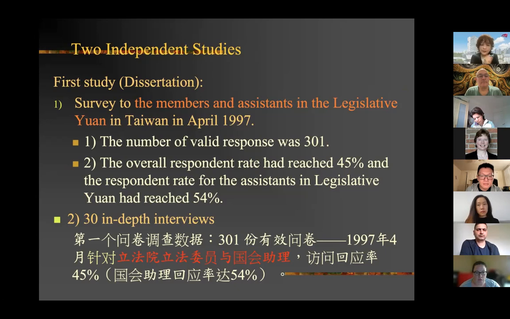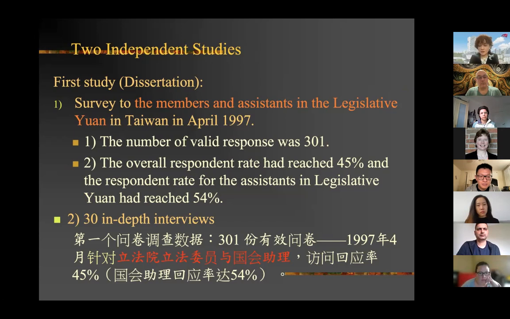So I conducted a survey of the members and assistants in the Legislative Yuan in Taiwan. And the second method was to conduct 30 in-depth interviews. The number of valid responses was about 300. The response rate was okay, about 45 to 54 percent, things like that.